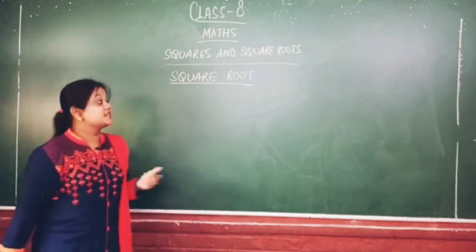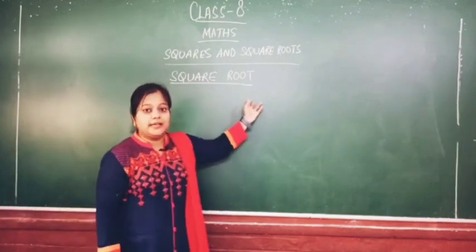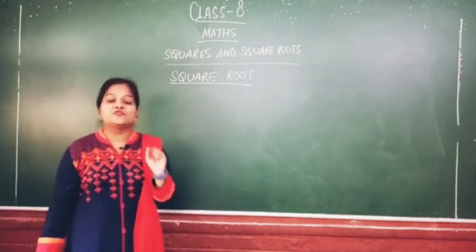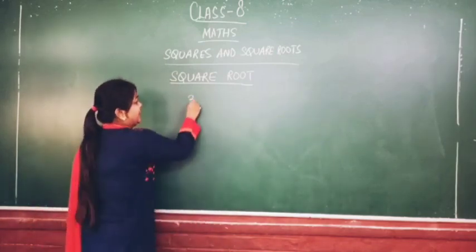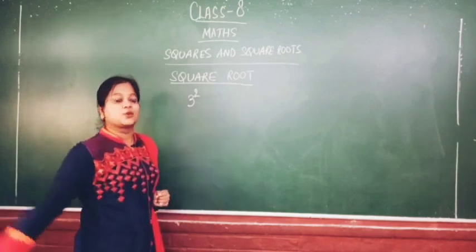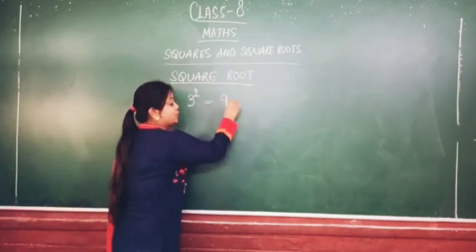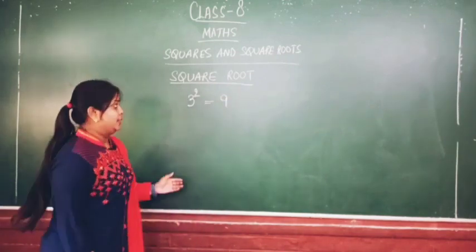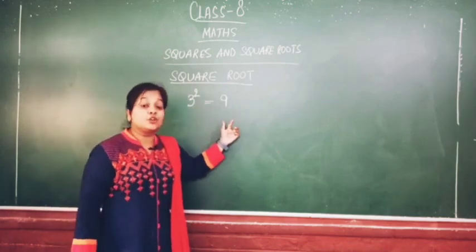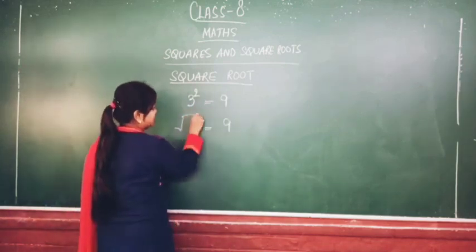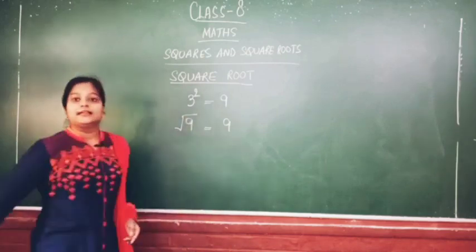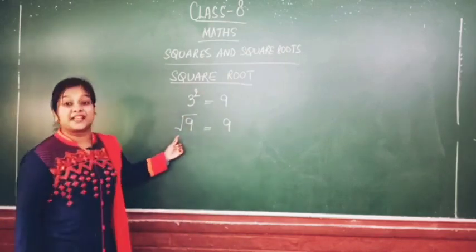Our next topic is square root. Now, square root is the inverse of square. Means if we take 3 ka square, it is equal to 9. But if we have to find the square root of 9, then we can write 9 with a root sign.